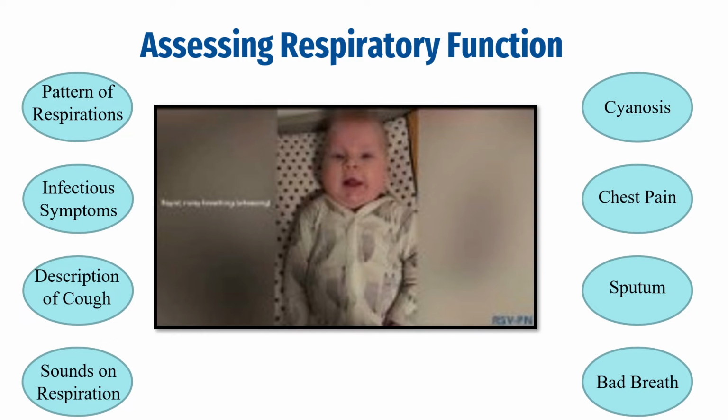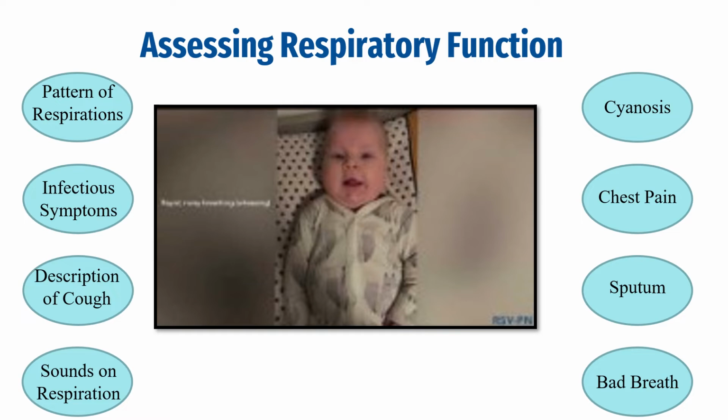A description of the cough. As we go through this lesson, you'll see that a lot of these dysfunctions have very particular sounding coughs. Same thing with respirations. So is the cough productive? Is it dry? Is it brassy or croupy sounding? What makes it worse? Does it worsen with activity or does it worsen at night? What makes it better? Does cold air or mist make it better? Does rest make it better? And then the sounds on respirations, is there audible wheezing or stridor?